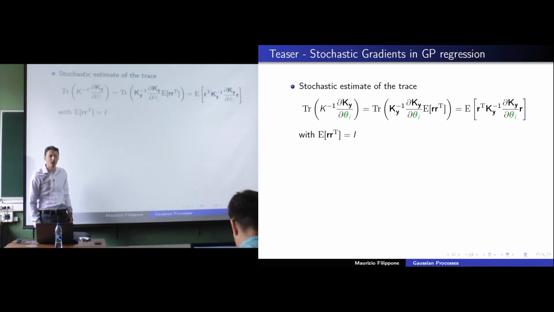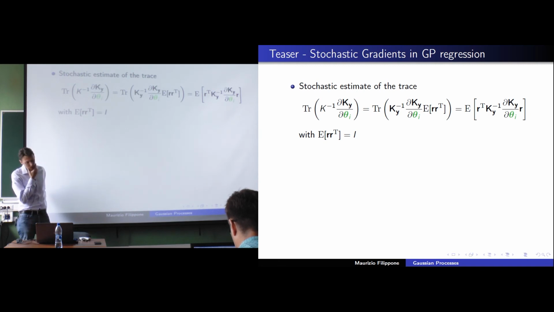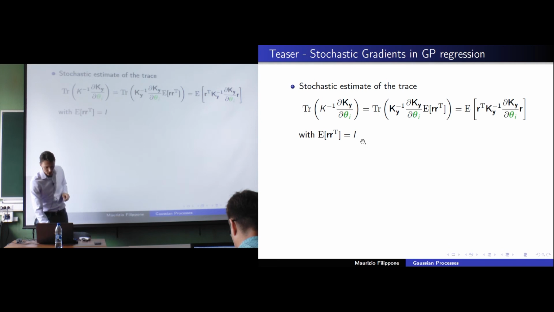So with this trick, which is the stochastic estimate of the trace, we can actually bypass the need to do these n cube operations by doing the following. So we just look at the trace term again. We make an identity matrix appear. So we say identity is here, okay? And now we say that we have vectors r such that the covariance is the identity, okay? So that the expectation of r r transpose is the identity.